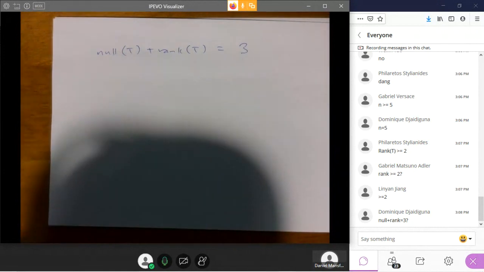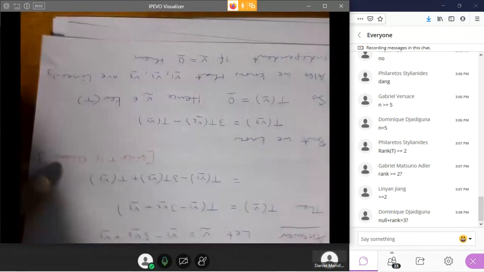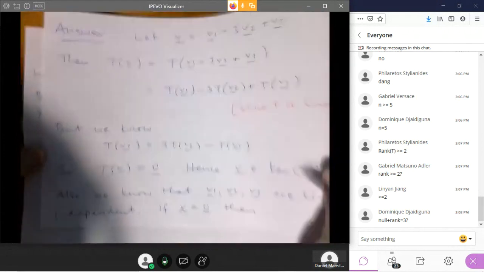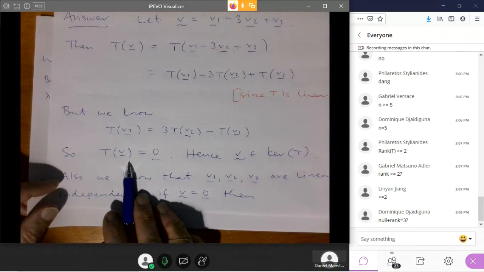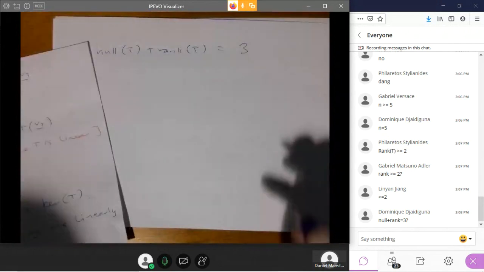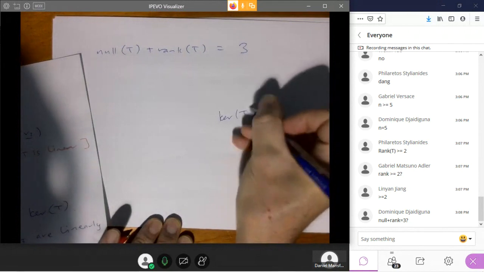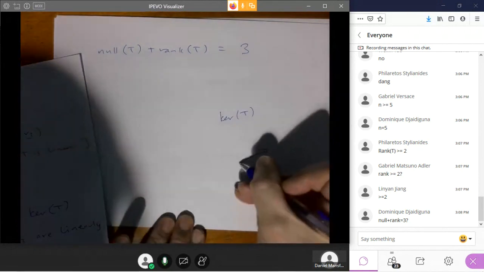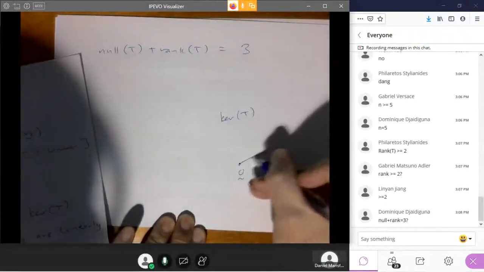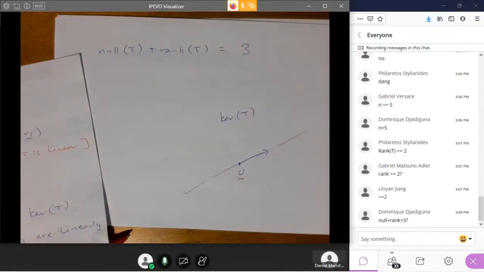So here's what we know about the kernel. We know the kernel contains a non-zero vector. Think of it in R3 if you like. Maybe it contains others as well. We know it's a vector space, therefore it contains all scalar multiples of that. So what can you say about the dimension of the kernel?